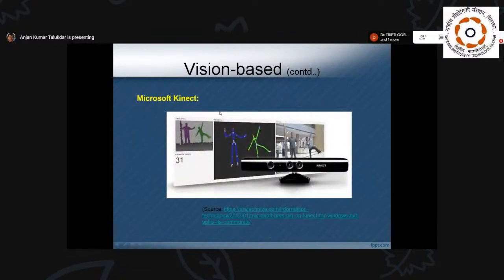Then one more camera is there, that is called Microsoft Kinect. As I have already told, in case of gaming we use this Kinect also. But what are the advantages of the Kinect sensor? Basically, in the Kinect sensor there are two RGB cameras. Along with this, an IR sensor is also there. This IR sensor detects the Z information also. So it basically gives three outputs.